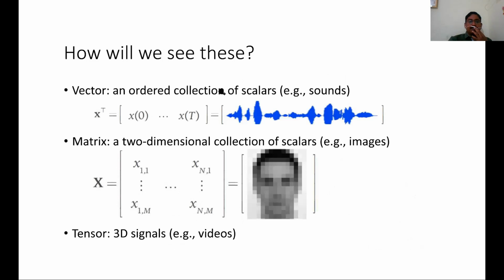A scalar is just a number, but a vector is an ordered collection of scalars. It may be row ordered or column ordered. An example of a vector is sound. A two-dimensional collection of scalars is an image; MATLAB reads an image in matrix form, which has two dimensions in nature. And where are tensors applied? Tensors are applied for 3D signals, for example, videos.